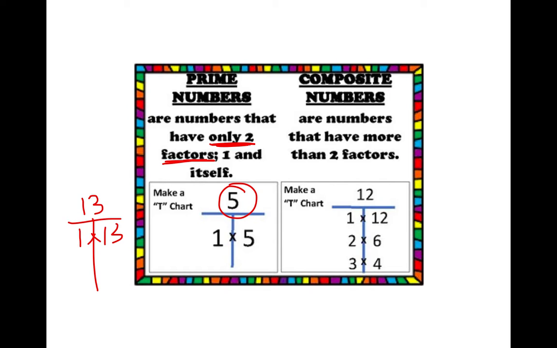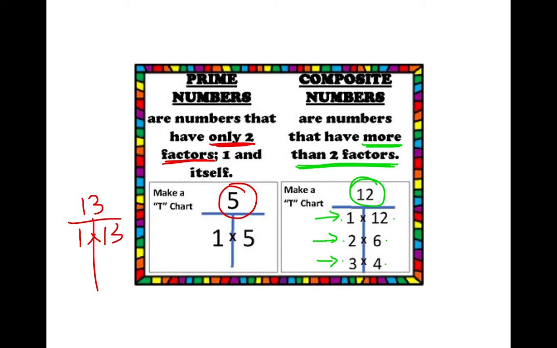On the other hand, a composite number is a number that has more than just two factors. Take the number 12, for example. What are the factors we can multiply to make 12? 1 times 12, 2 times 6, 3 times 4. So that means there are 6 factors of the number 12. Since there are more than just two factors, that makes 12 a composite number.